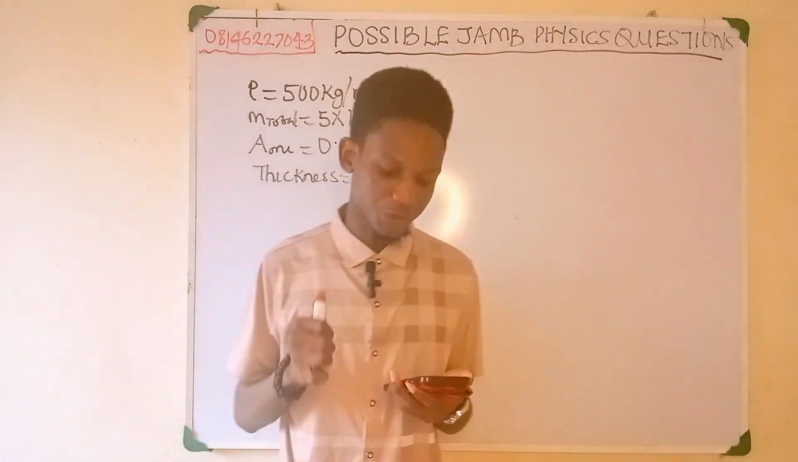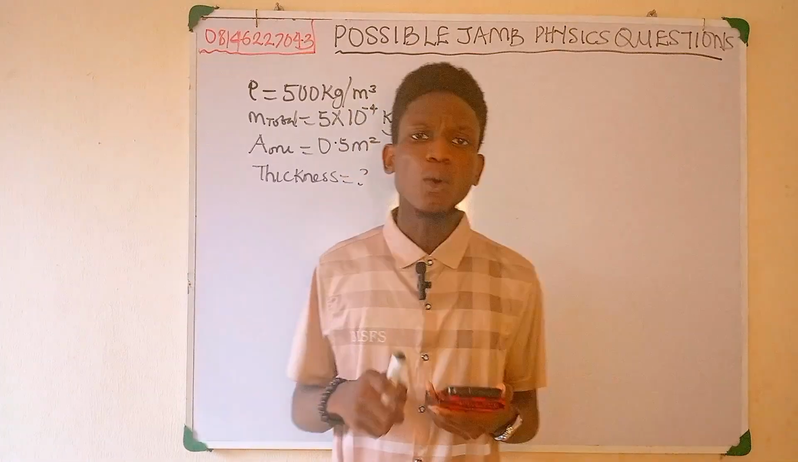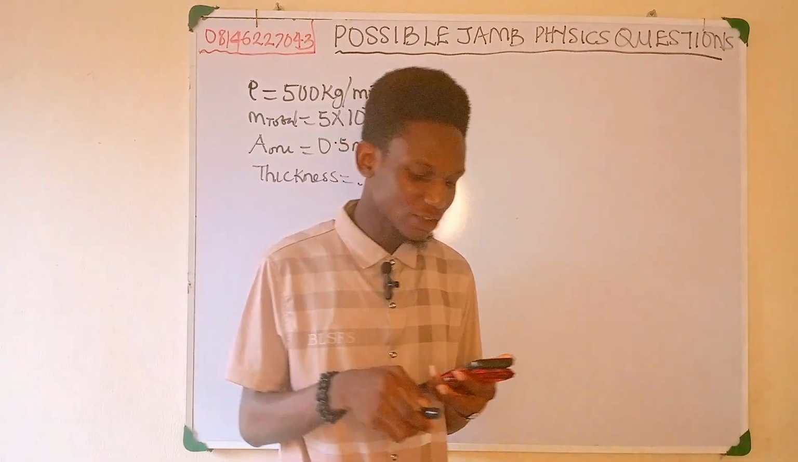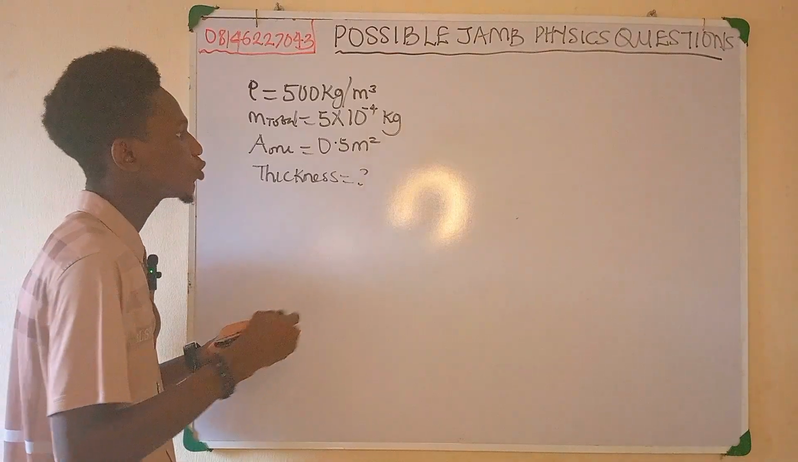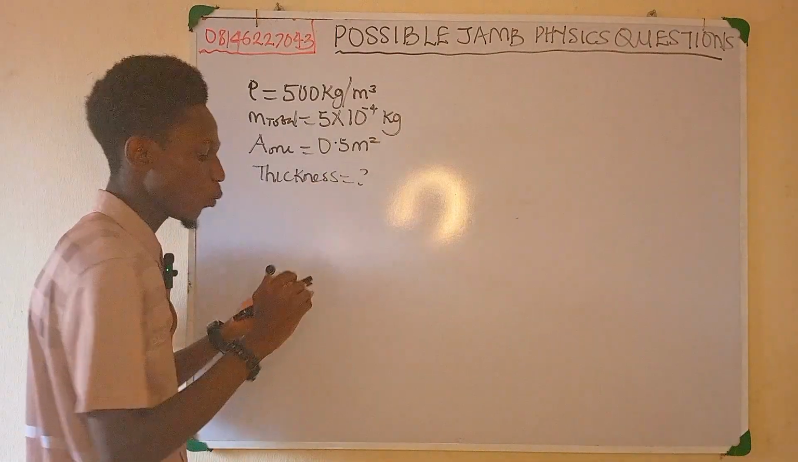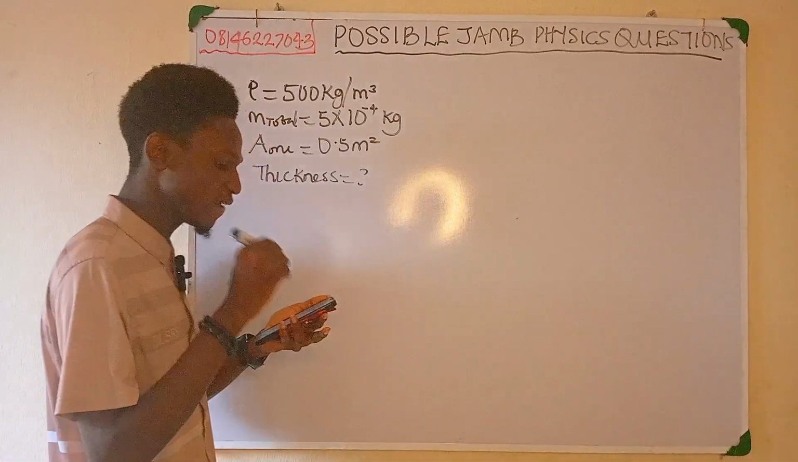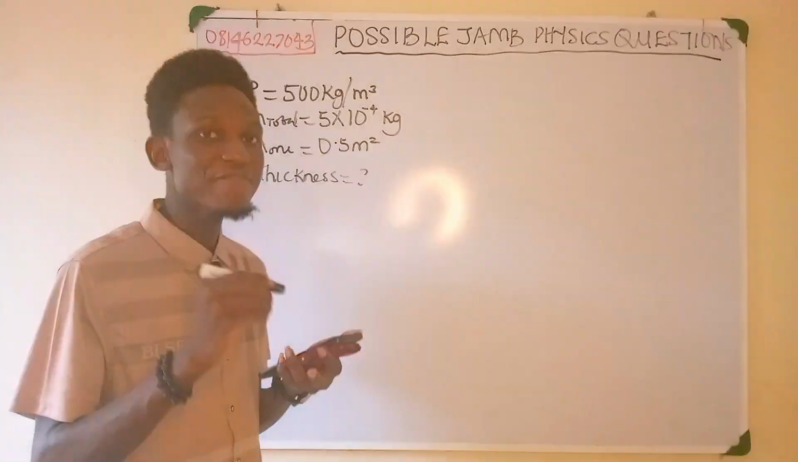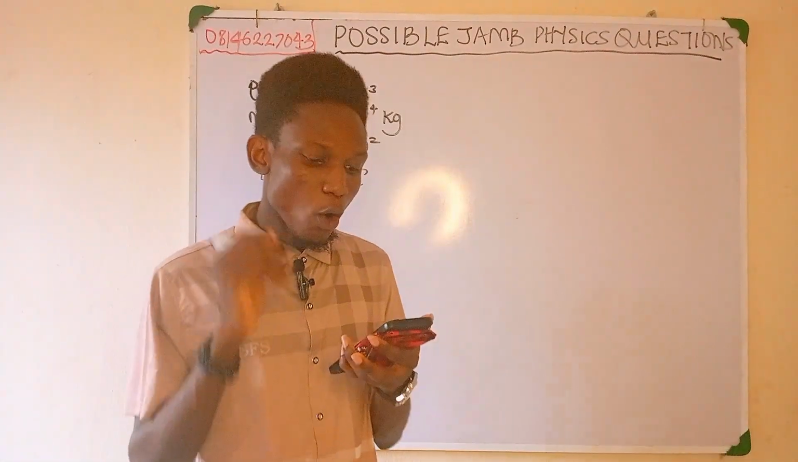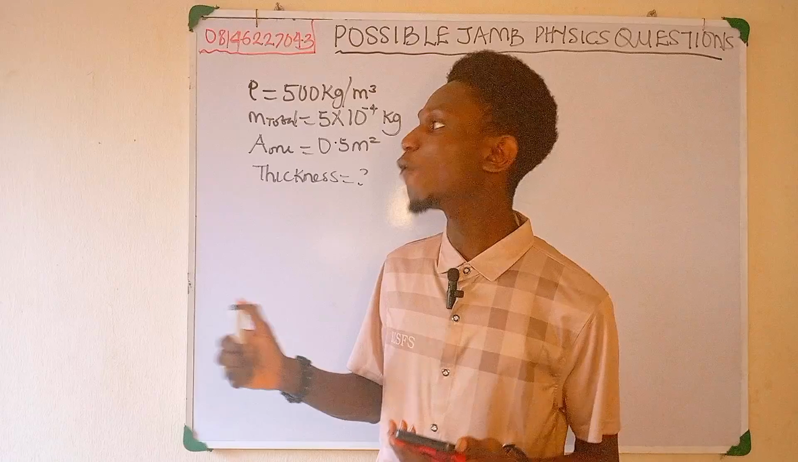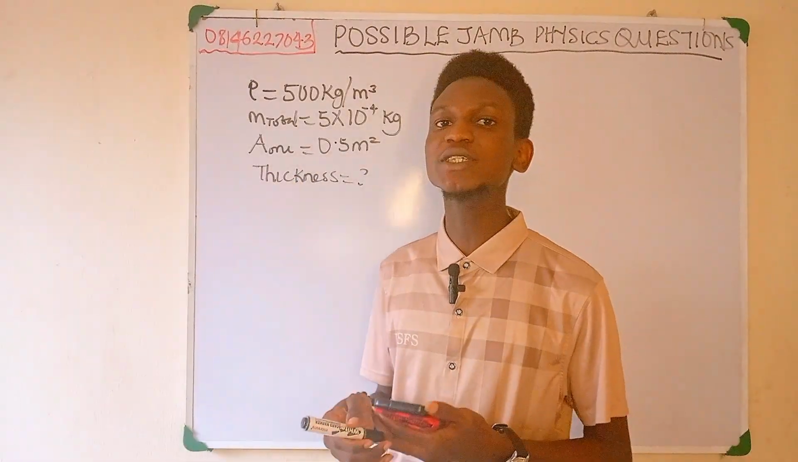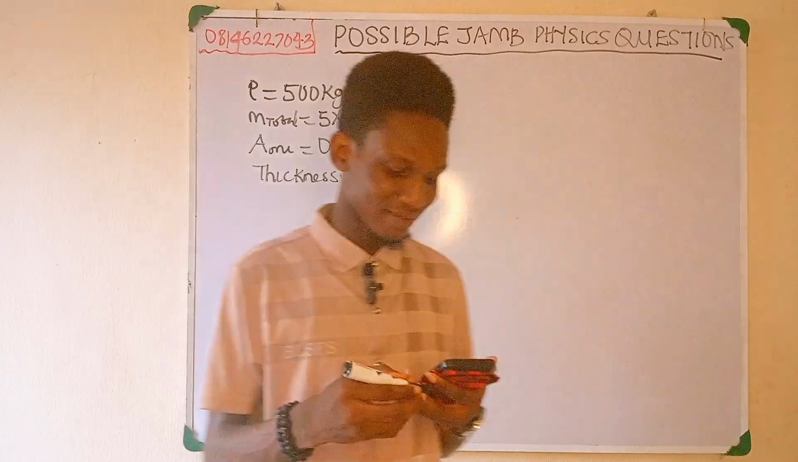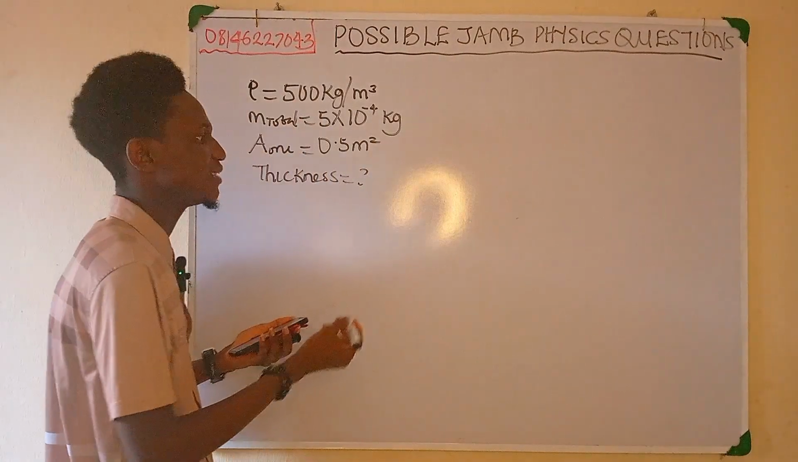Now, when you see questions like this in the exam hall, what do you do? You say the thickness of the film. So you say one of the drops forms a thin film. So you're talking about one of the drops. One of the drops forms a thin film of area 0.5 meters square on water. So it means we are looking for the thickness of one of the drops. Now, how do you look for thickness? Thickness simply means depth.